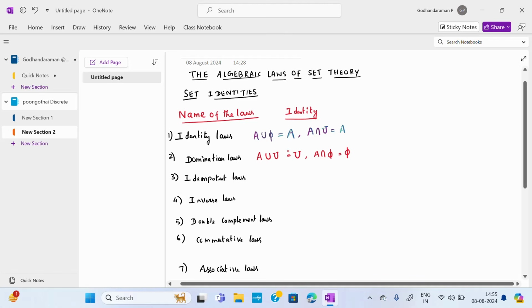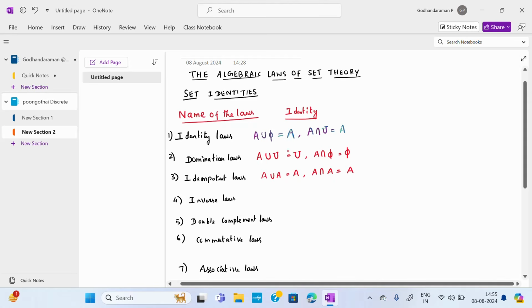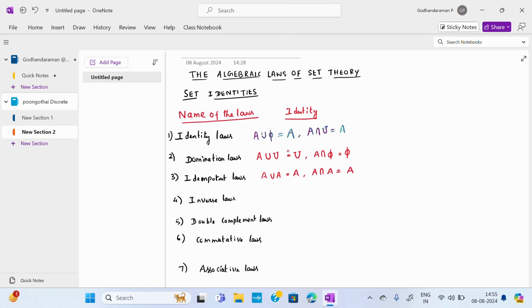Same way, the idempotent law: A union A equals A, as we know. Same way, A intersection A is nothing but A. For idempotent, you can remember all are A, with respect to union and intersection. But for domination, it is with respect to union and intersection, but with the universal set and the empty set. So that is why we write it as the domination law. Like that you can easily remember.